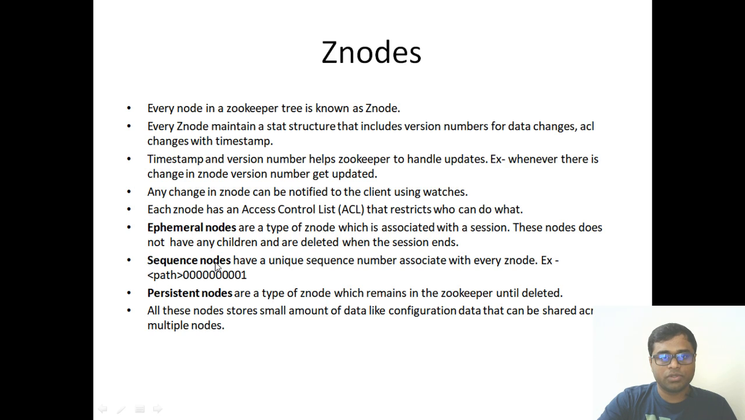Now, what are sequence nodes? Sequence nodes have a unique sequence number associated with every node. For example, let's say the path to that particular node, and it will have a 10-digit number with some sequence number. Now, what exactly are persistent nodes? They are basically a type of Znode which remains in Zookeeper until deleted explicitly. Now, all these nodes store a small amount of data, like configuration data, that can be shared across multiple nodes based on the access which is provided by the ACL and all.